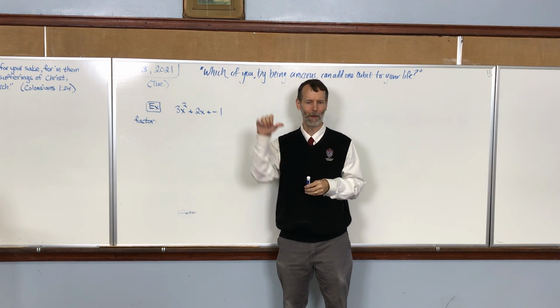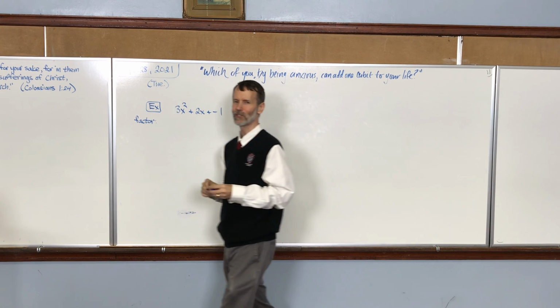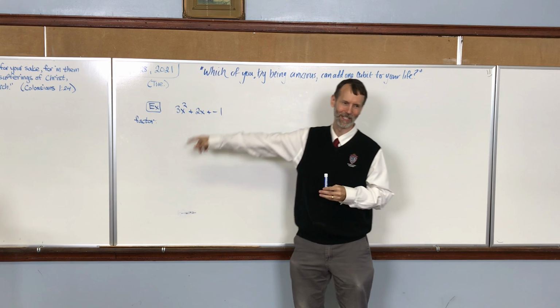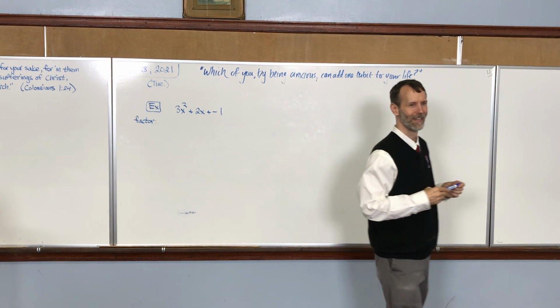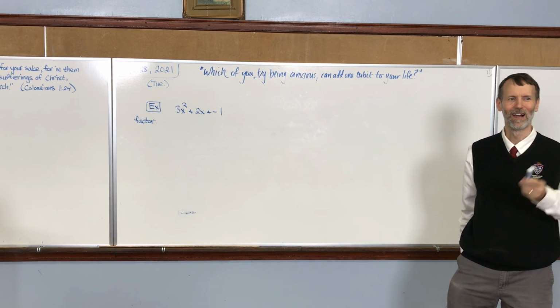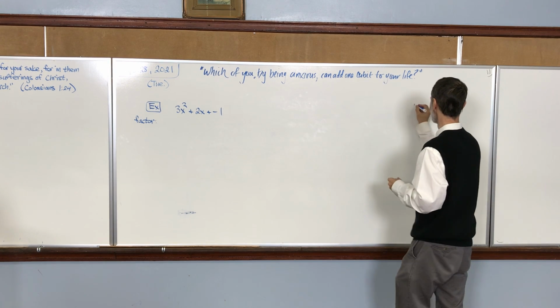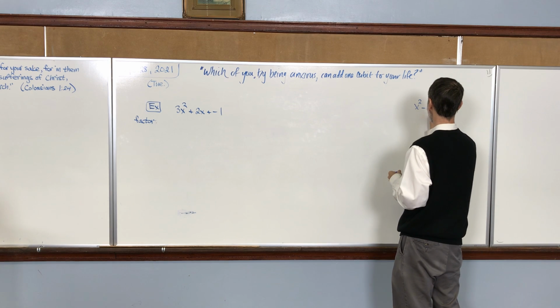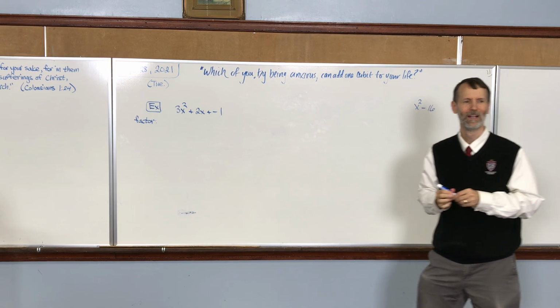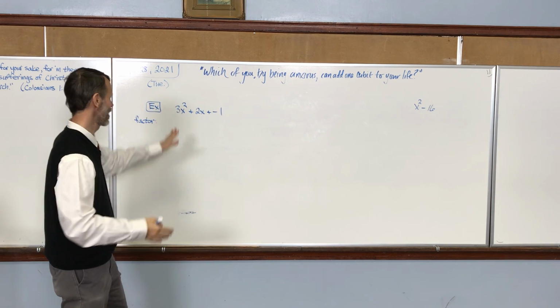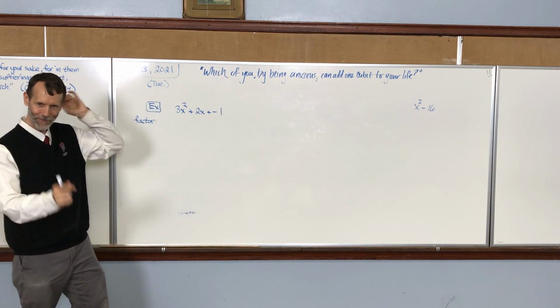So, binomial squared? Can we do difference of 2 squares? Does difference of 2 squares fit this? No. What's wrong with it immediately? Difference of 2 squares is a lot like what we were doing before. There are 3 terms. That immediately kills it. And there's no subtraction sign in the middle anyway. So not difference of 2 squares.